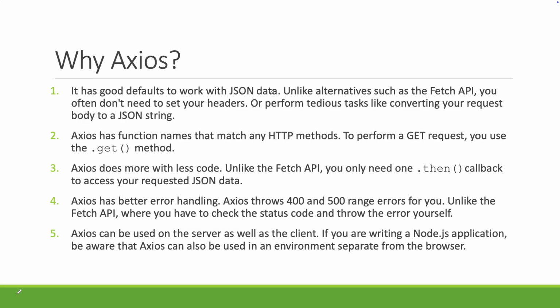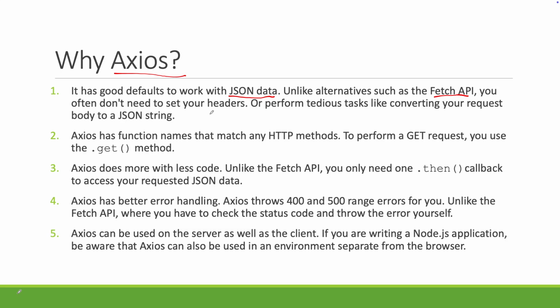So why do we use Axios? First, it works with JSON data by default. We can convert JSON to a JavaScript object, like JSON.parse. It can also convert a JavaScript object to JSON, like JSON.stringify. Suppose we are using the Fetch API, we have to manually add the header, which is the content type.